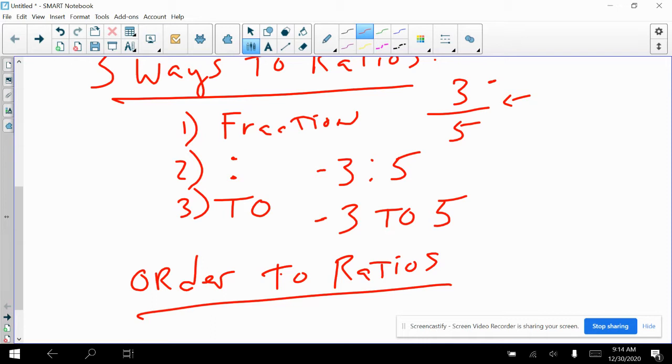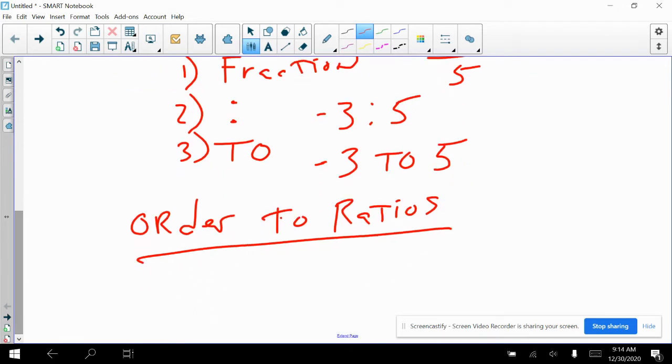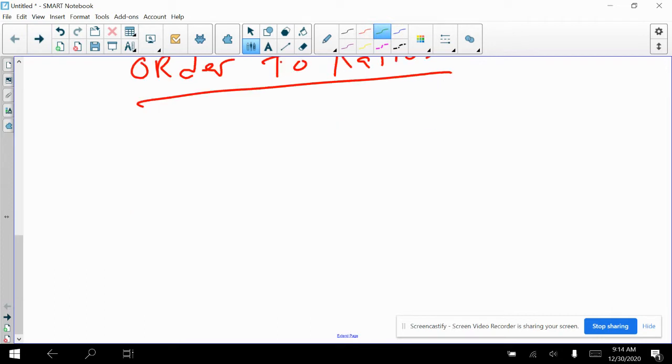Okay, so there is an order. Okay, whatever is first comes first in the ratio. Whatever is last comes last in the ratio.